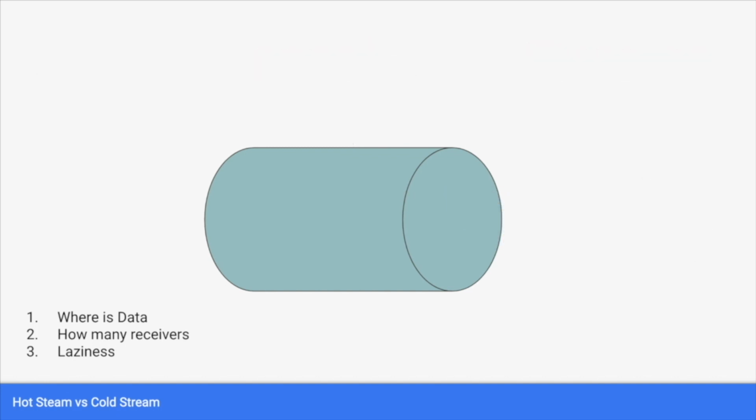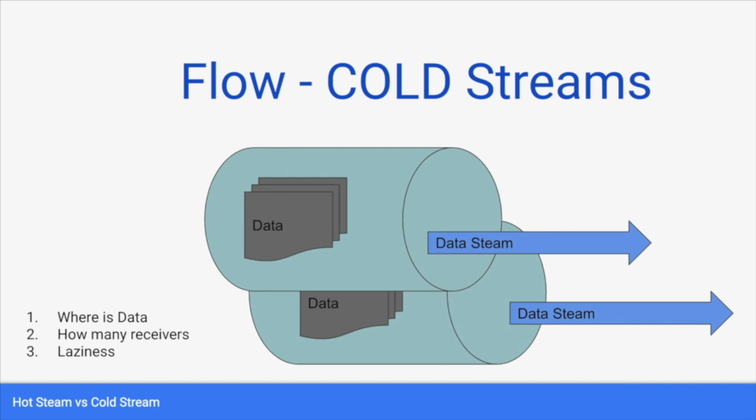How does that compare to a flow? A flow is considered a cold stream because the data is inside the stream. It's also a one-to-one. So every single time there's a receiver, it starts up another stream. And two, it does not exist until there is someone to listen to that data stream. So before someone uses that data stream and after they're done, that data stream does not exist.